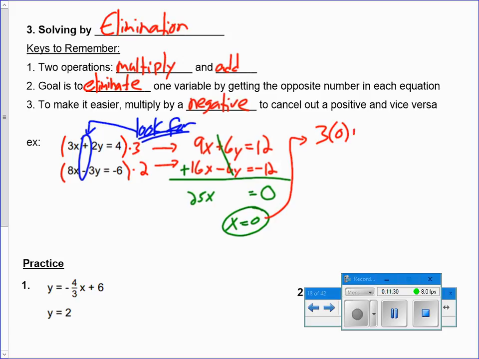3 times 0 plus 2y equals 4. So that cancels out since 3 times 0 is 0. So 2y equals 4 and y equals 2. So again, my answer I'll write as an ordered pair: 0, 2.